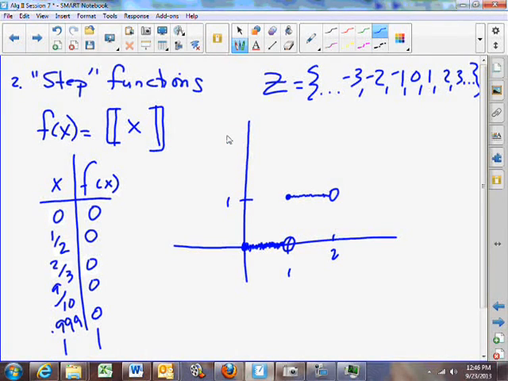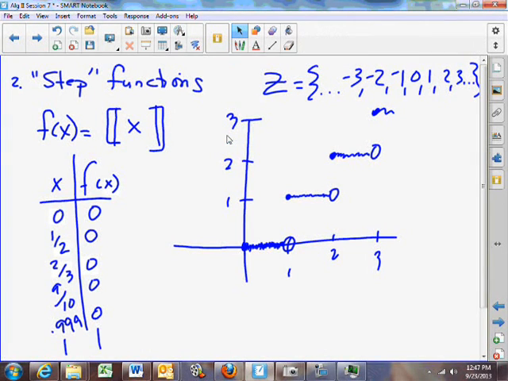And see, the greatest integer less than or equal to 1.99 is still 1. But as soon as we get to 2, the greatest integer less than or equal to 2 is 2. So it would jump again, and then we would stay at 2 until we get over here to 3. And once again, it would jump up to 3 this time, and then it would stay there until we get to 4. And so notice what we've got here is something that looks like a set of stairs, which is why they call it a step function.